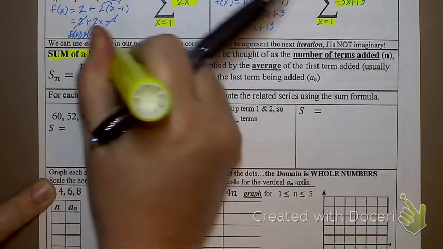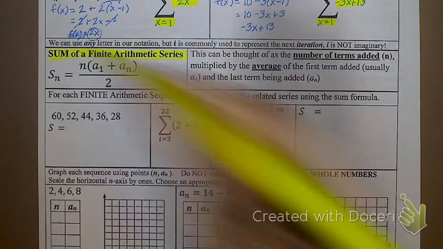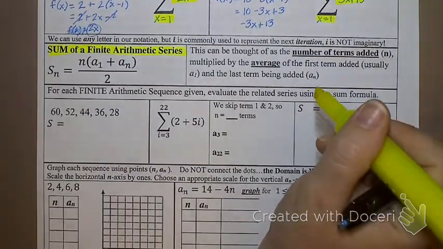Notice it says the sum of a finite arithmetic series. I can't find the sum of an infinite series. Why? Why could I not find the sum of an infinite arithmetic series? Because it's infinite. You just keep adding numbers over and over and over again.